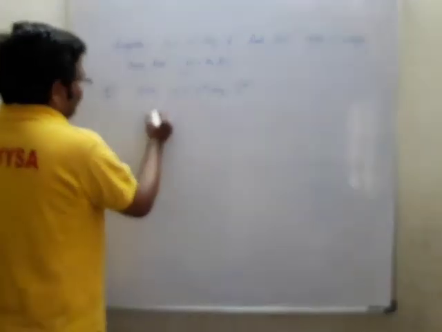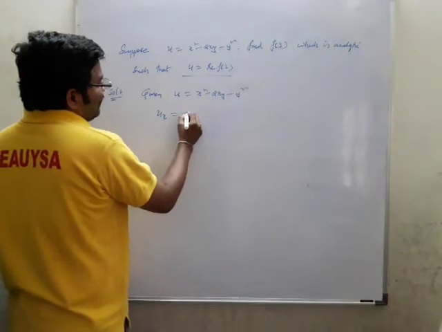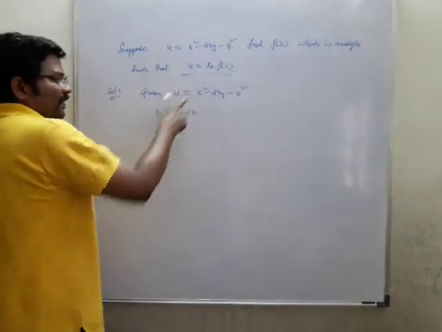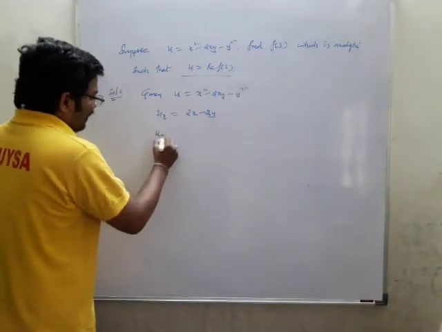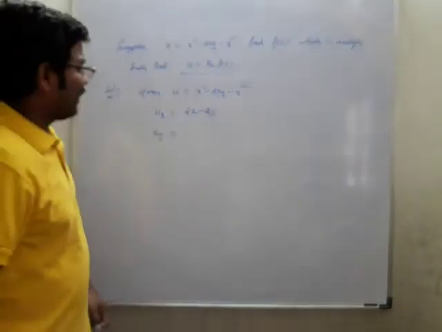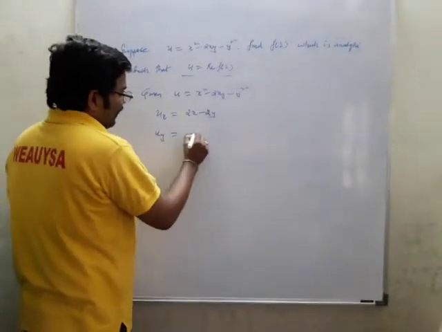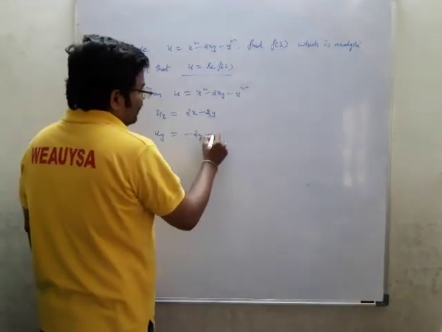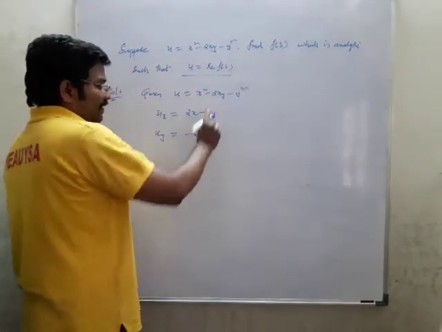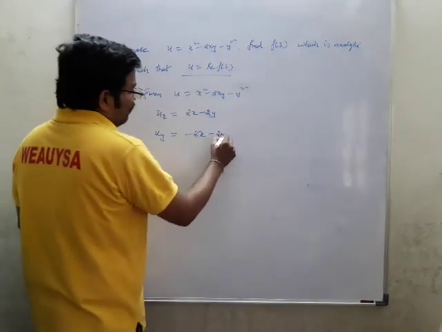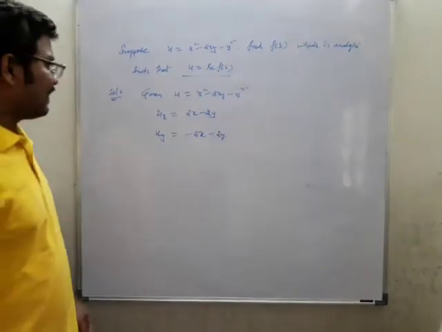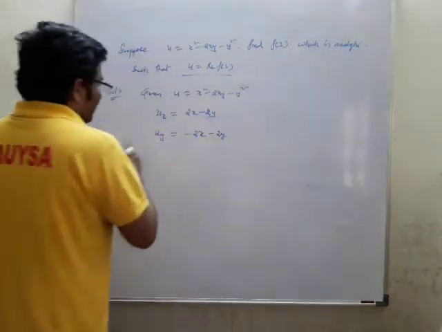Now we'll try to find ux. We differentiate with respect to x: ux is equal to 2x minus 2y. Again, uy, differentiating with respect to y, this is minus 2x minus 2y. Okay, this is ux and uy.